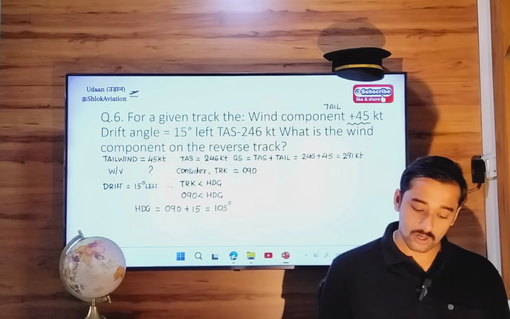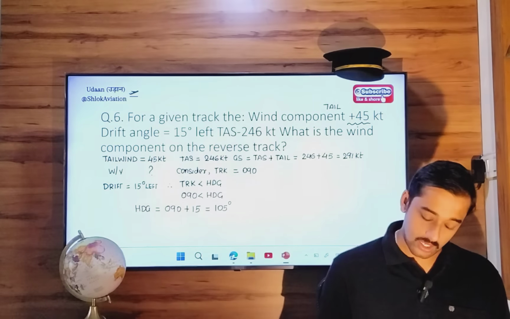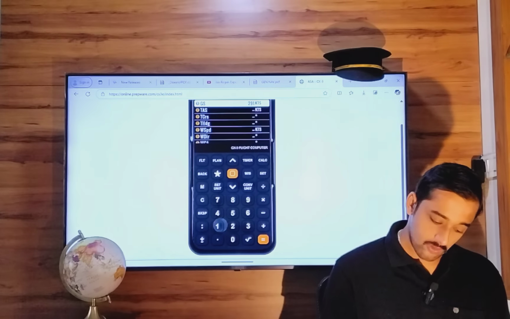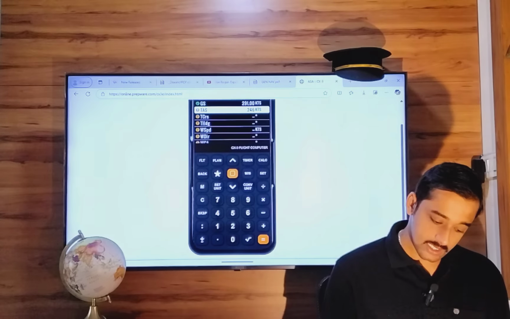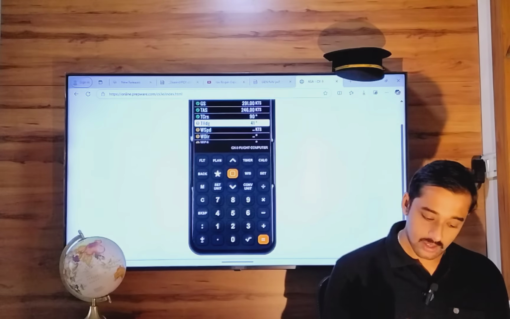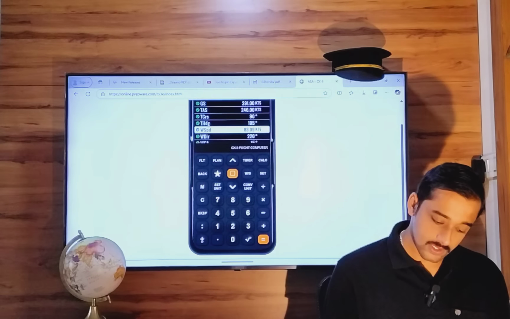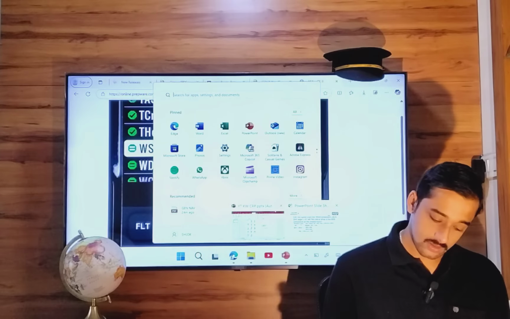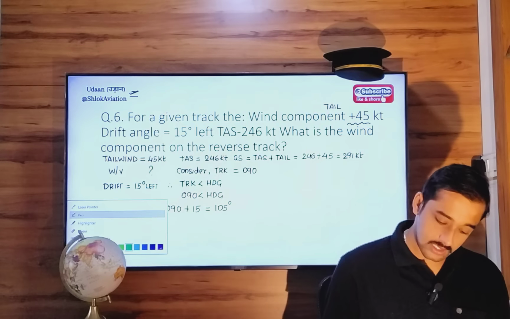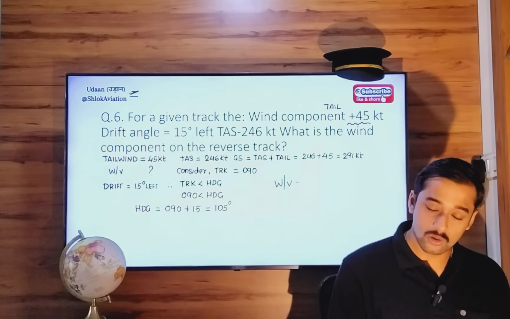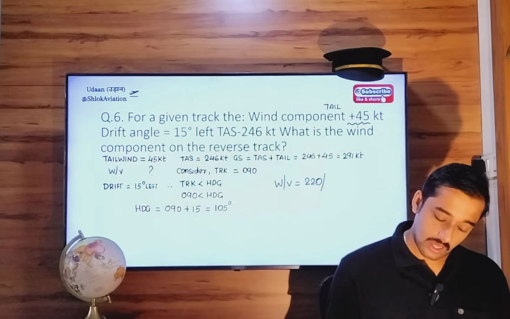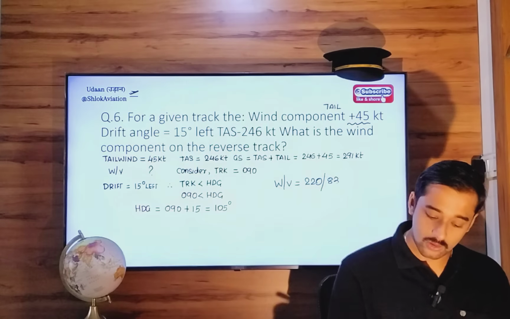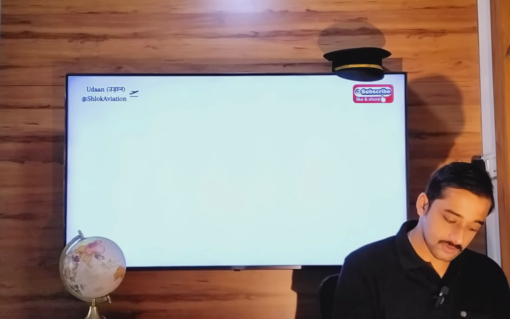So true airspeed is 246, ground speed is 291, track is 90, true heading is 105. So winds are 220 at 83 knots. Wind velocity is 220 at 83 knots.